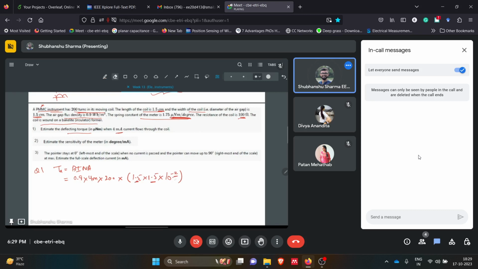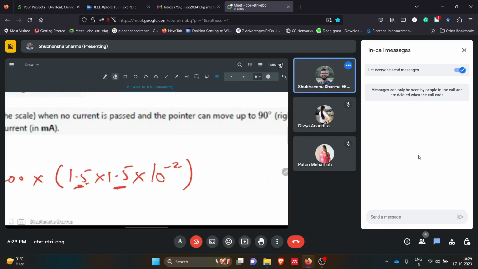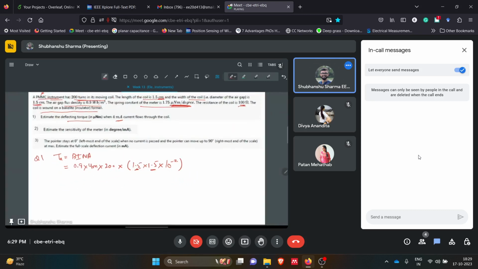So by solving this we will get 162 micro newton meter. They have asked for the answer in this micro newton meter SI unit, so just keep that in mind. Whichever unit they have asked, you have to give the answer in that unit. So this was easy. Then the next question: estimate the sensitivity of the meter.